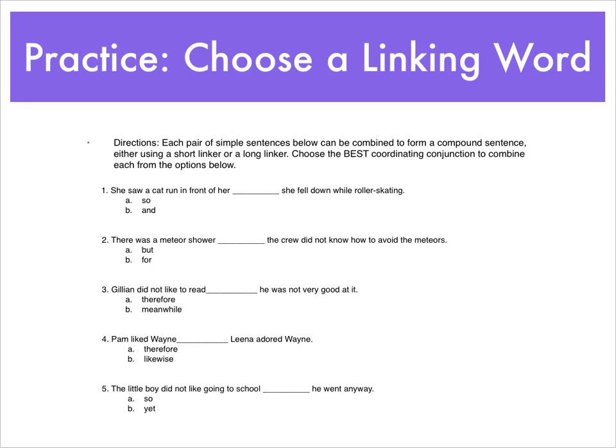Here on this slide, you're going to see a practice exercise asking you to choose the correct linking word that would go within the blanks to connect the two sentences together. So at this time, I want you to pause the video, take a look at the slide, and decide which one would go in each sentence. And when you're done, I'm going to show you the answers so that you can check them. But pause the video now and try it out.